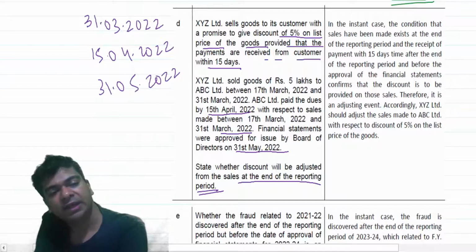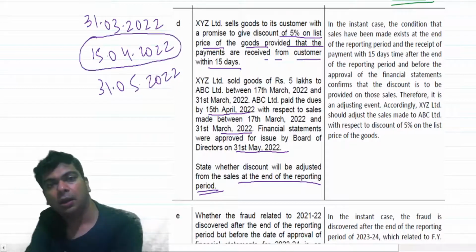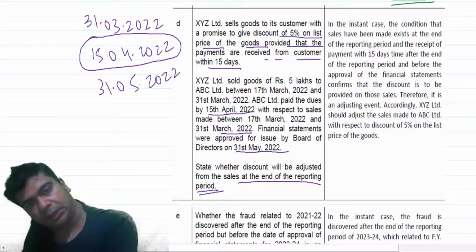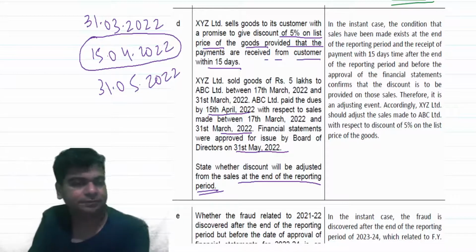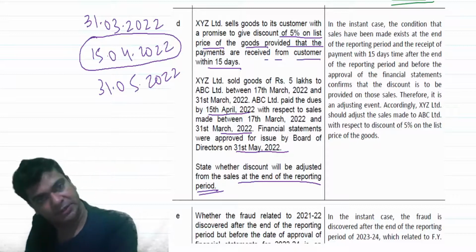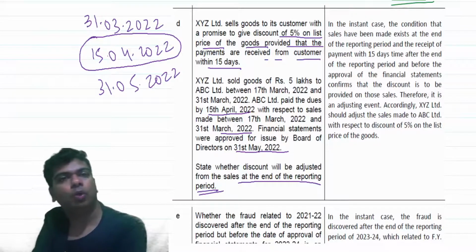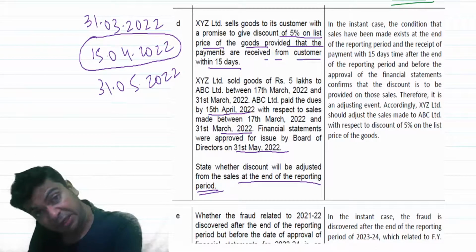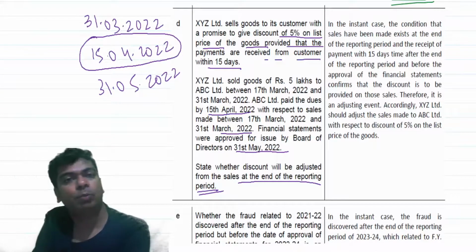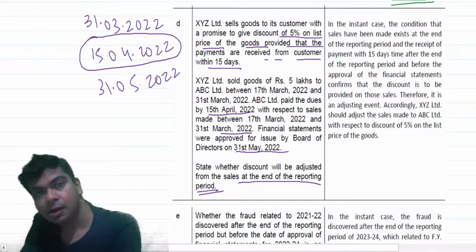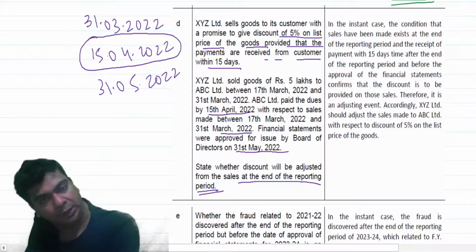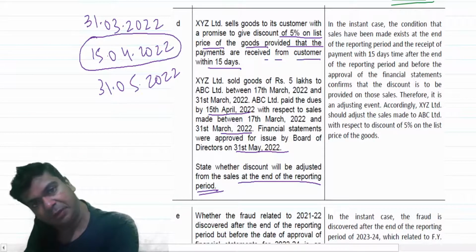This is definitely an event after the reporting period. Is it adjusting? Is it non-adjusting? What is the event? You have to provide a discount. Were the circumstances that you will have to provide the discount existing on the reporting date? Simple question. Were the circumstances existing on the reporting date?